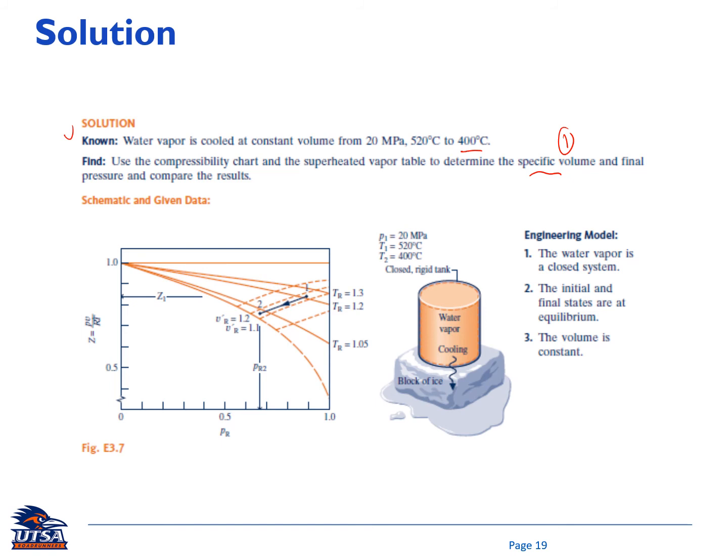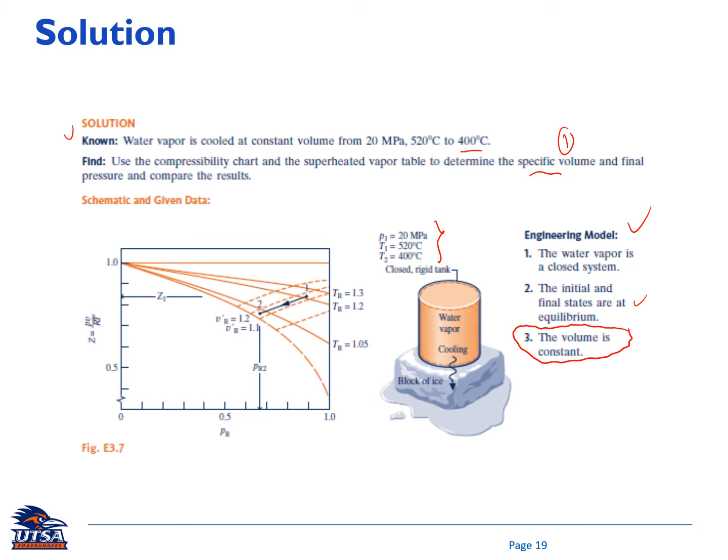So there will be a heat transfer from the system to the surrounding. Initial condition is given here. Final temperature is also given. This is the assumption: water vapor is a closed system and rigid, no change of the volume as well. The initial and final state are at equilibrium, and also here the volume is constant. This is coming from the information that it is a rigid system.